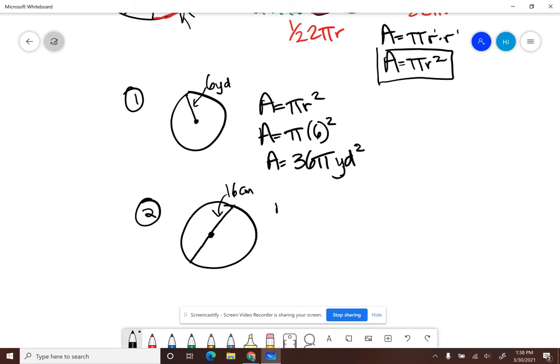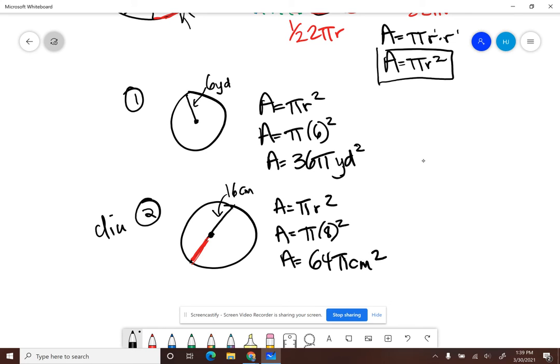Now, again, my formula is area equals pi r squared. So I need to be able to get to the radius. Well, remember the radius is exactly half of the diameter. And so half of 16 would be 8, which means that I would have pi times 8 squared. And 8 squared is 64 pi centimeters squared, okay? So in this case, I was given the diameter. In this case, I was given the radius.